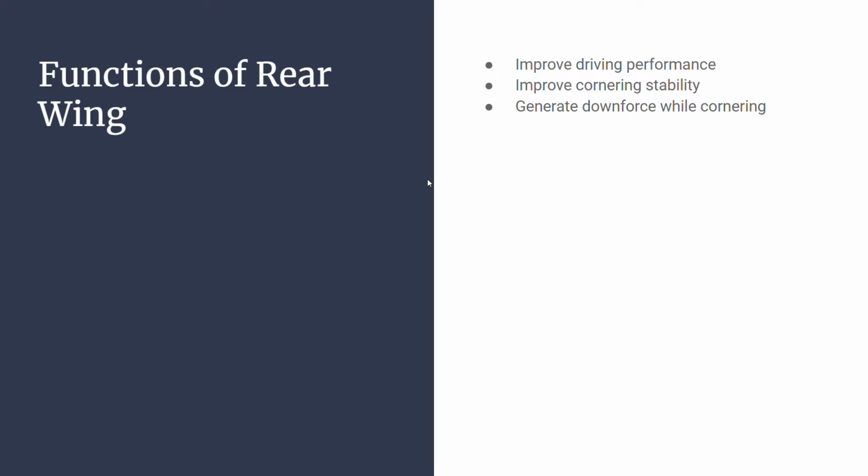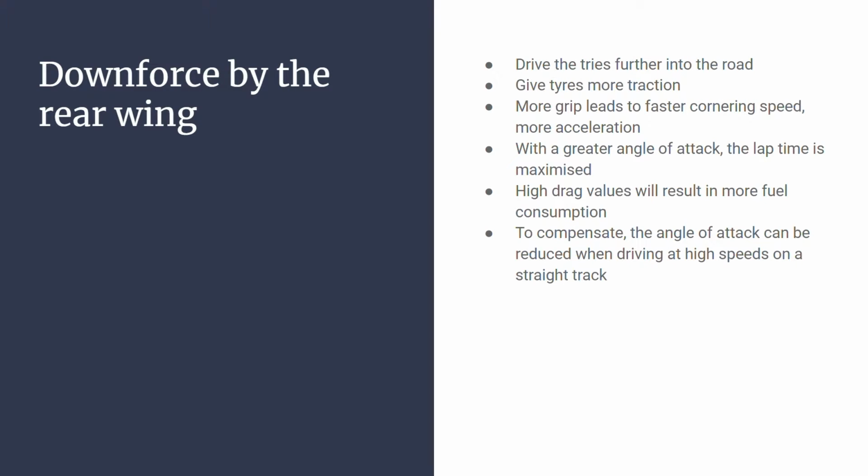The rear wing of a F1 car is designed to improve driving performance and cornering stability. The rear wing must generate a significant amount of downforce while driving at low speeds such as cornering. Next, we will look into the downforce generated by the rear wing. So downforce is defined as the downward force acting on a car due to its aerodynamic properties.